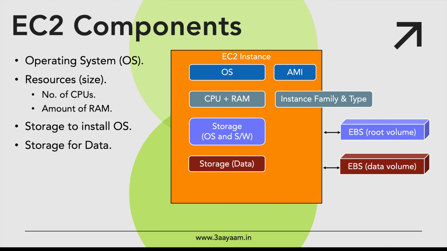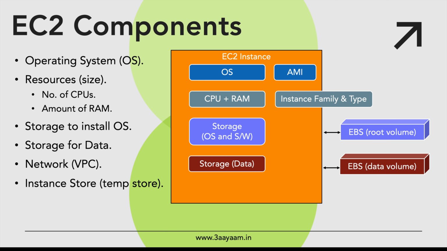Then we have storage for data, which is separate from the operating system and software, as I mentioned earlier. That is also backed by EBS. So you can attach EBS volumes to store data there. The EBS volumes can be attached to the EC2 instance, and we can attach multiple EBS volumes to the same EC2 instance. Then we put the EC2 instance behind a network, and the network is implemented by something called VPC, or Virtual Private Cloud. We'll talk about VPC in Appendix 2.